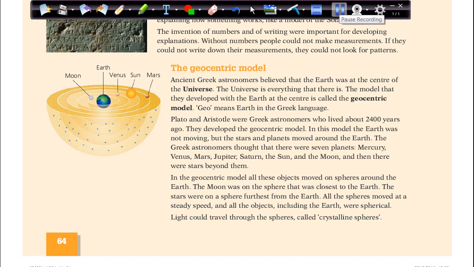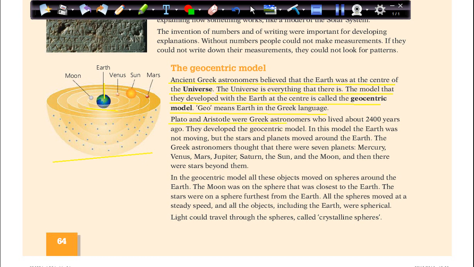The first model is called the Geocentric Model. Ancient Greek astronomers believed that the Earth was at the center of the universe. So what is the universe? The universe is everything that there is. The model that they developed with the Earth at the center is called the Geocentric Model. Geo means Earth in the Greek language, and centric because they thought that the Earth is in the center of the universe. This is the universe and the Earth is in the center.